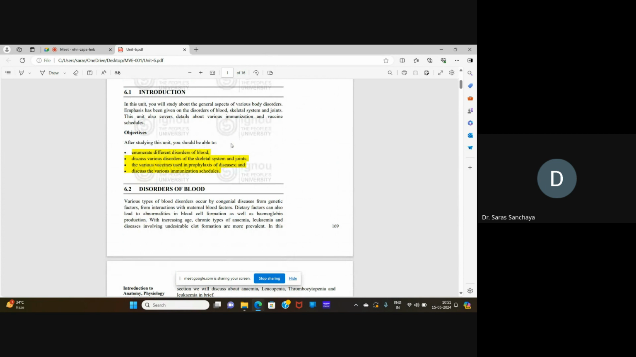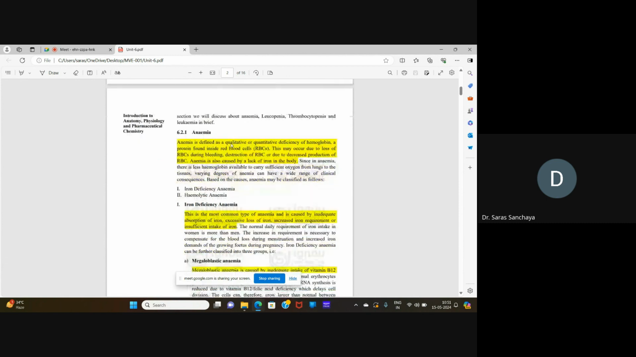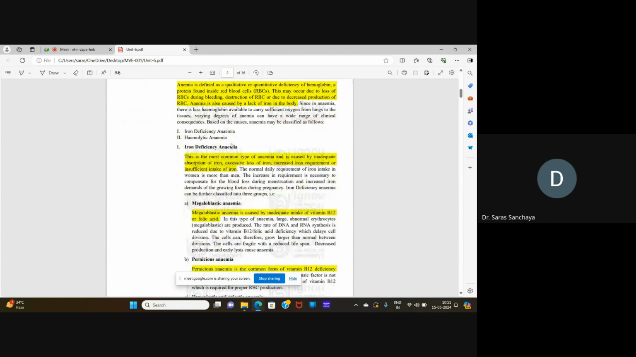First, disorder of blood, and the most important is anemia. Anemia is defined as a qualitative or quantitative deficiency of hemoglobin, a protein found inside red blood cells. This may occur due to loss of RBCs during bleeding, destruction of RBC, or due to decreased production of RBC. Anemia is also caused by lack of iron in the body, that is called iron deficiency anemia. So it can be iron deficiency anemia or hemolytic anemia.